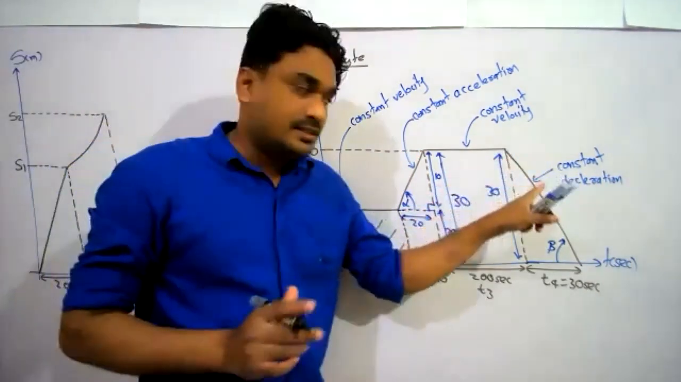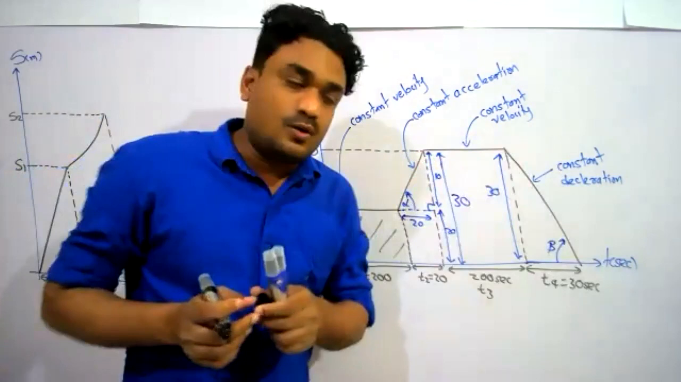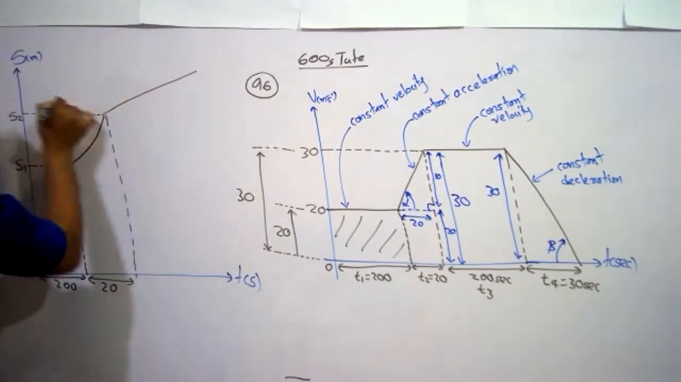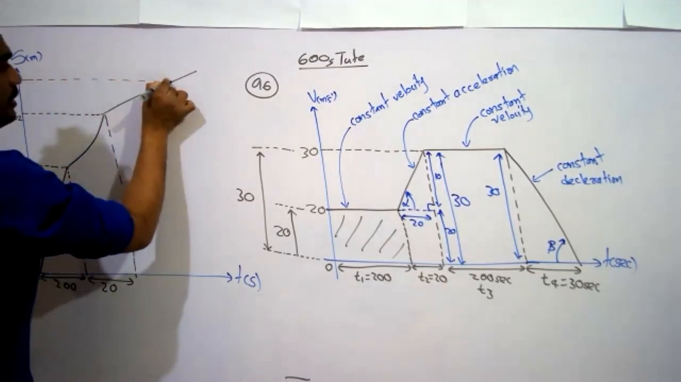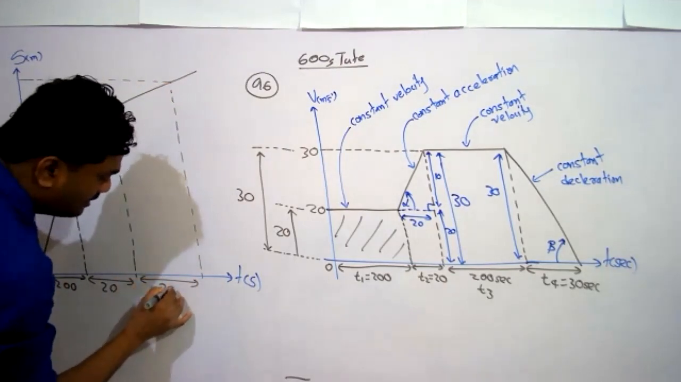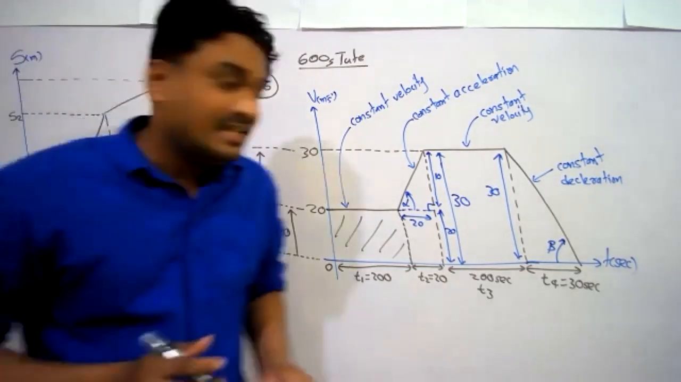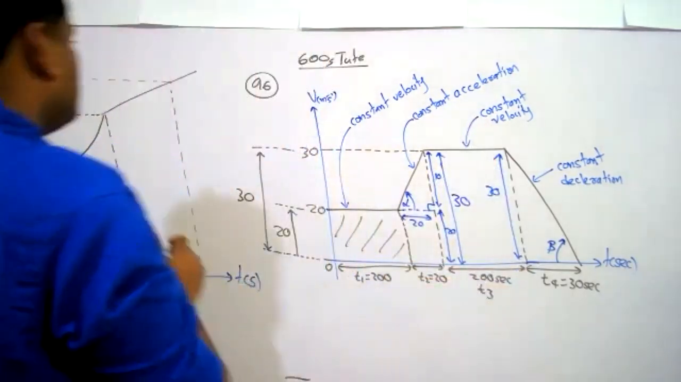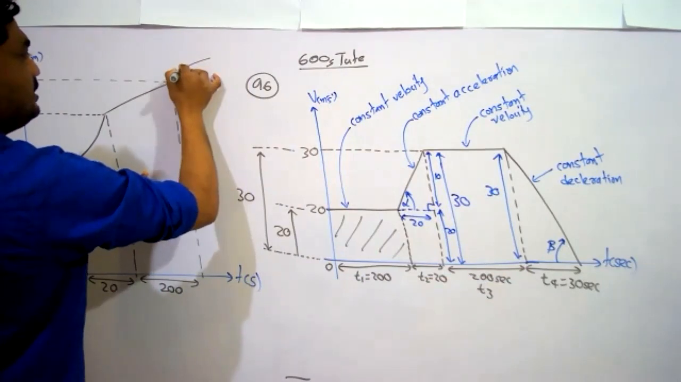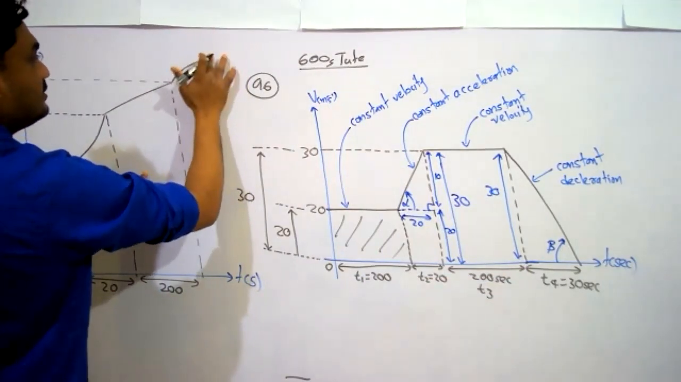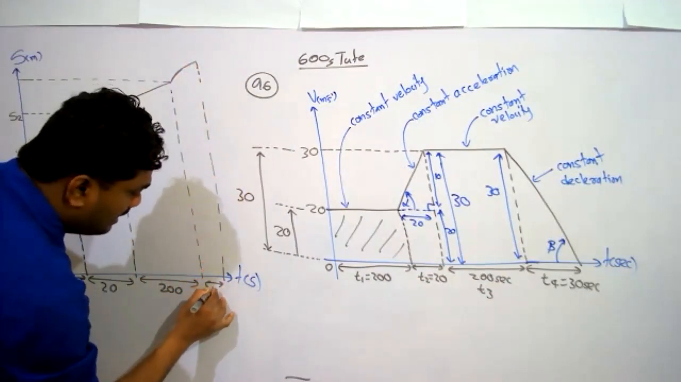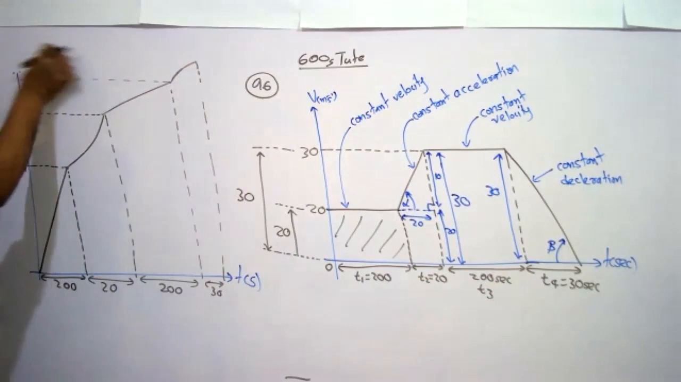During the next 200 seconds, the object travels again with a constant velocity. So constant velocity is indicated like this. This is what happened during the next 200 seconds, and finally it decelerates and comes to rest. Deceleration is indicated like this kind of a curve. So this is what happened during the last 30 seconds.